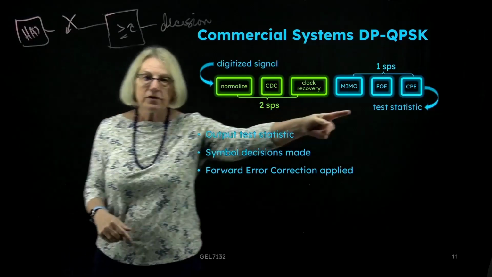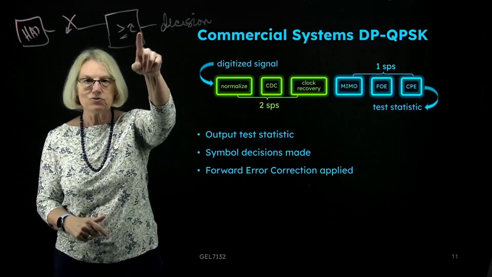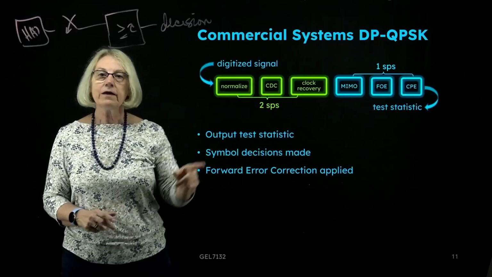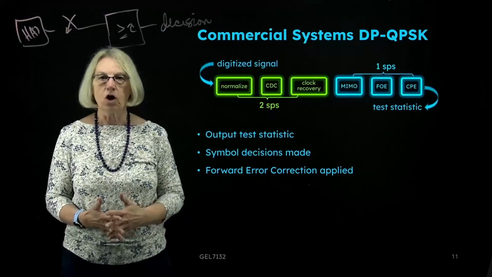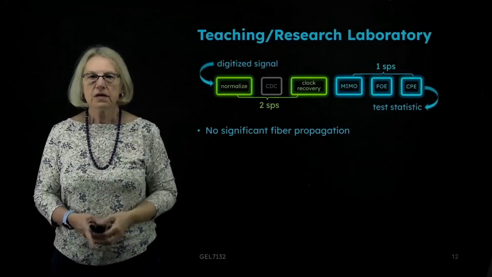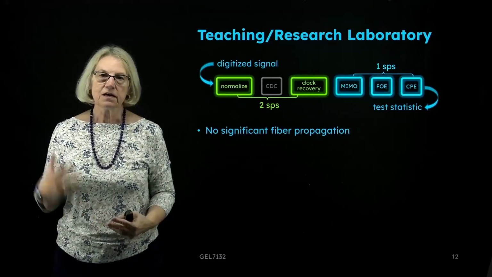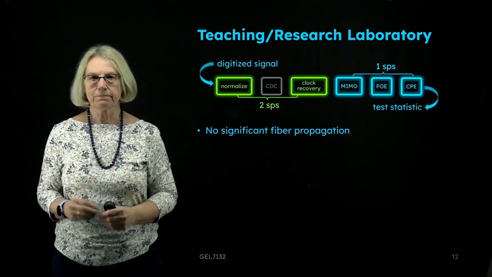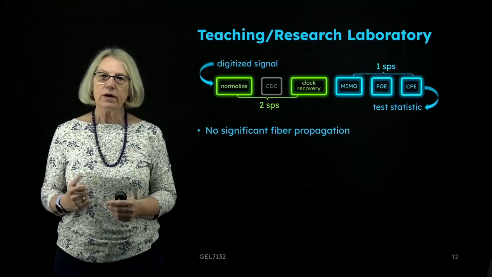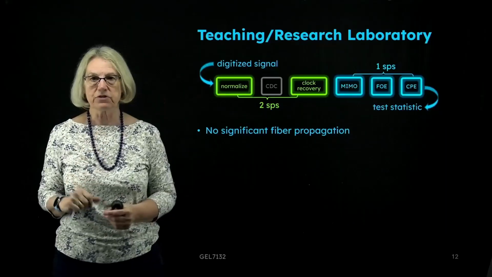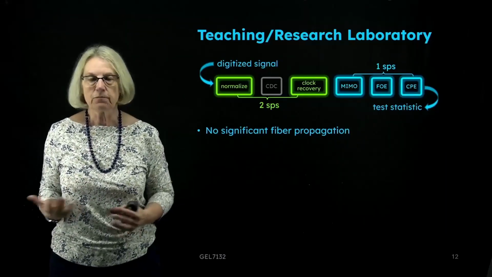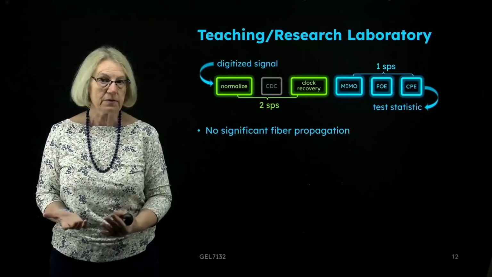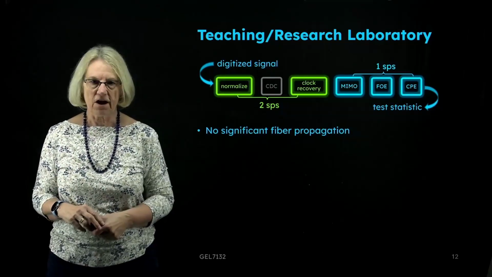So it outputs a test statistic. That statistic is used to make a decision, whether it's a threshold or whatever method is being used for the symbol decisions. And after that, of course, forward error correction will also be applied. So I started my discussion of the signal processing chain with a discussion of the commercial version. Now I'm going to take a step back and say, what happens if you're in a teaching or a research laboratory where it's not a commercial packaged finished system that's being mass produced, but you're trying to run some experiments? What changes in this scenario?